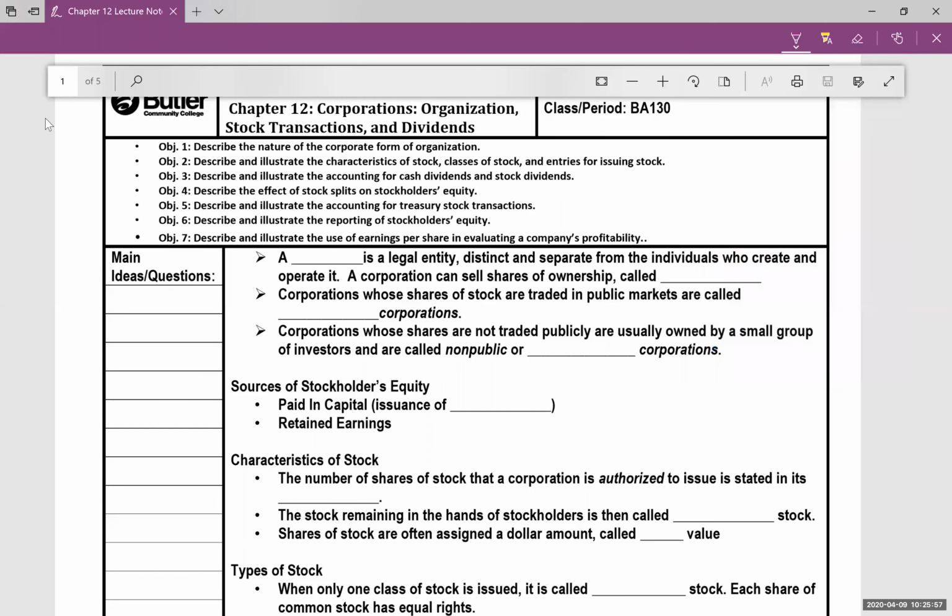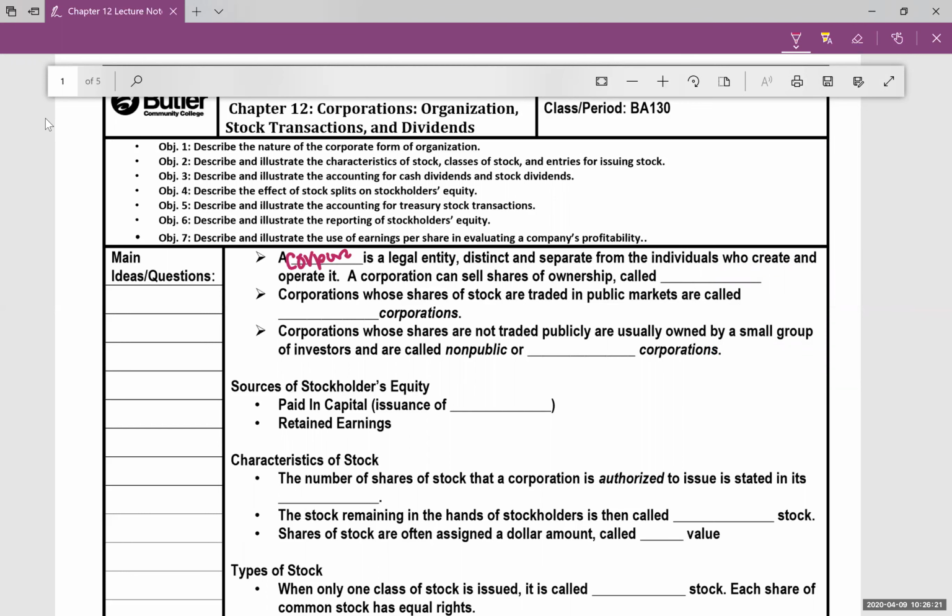So we're at Chapter 12. We're getting close. This is all about corporations, how they're organized, how they process stock transactions and dividends. So let's jump into it. There are some terms you need to be aware of.